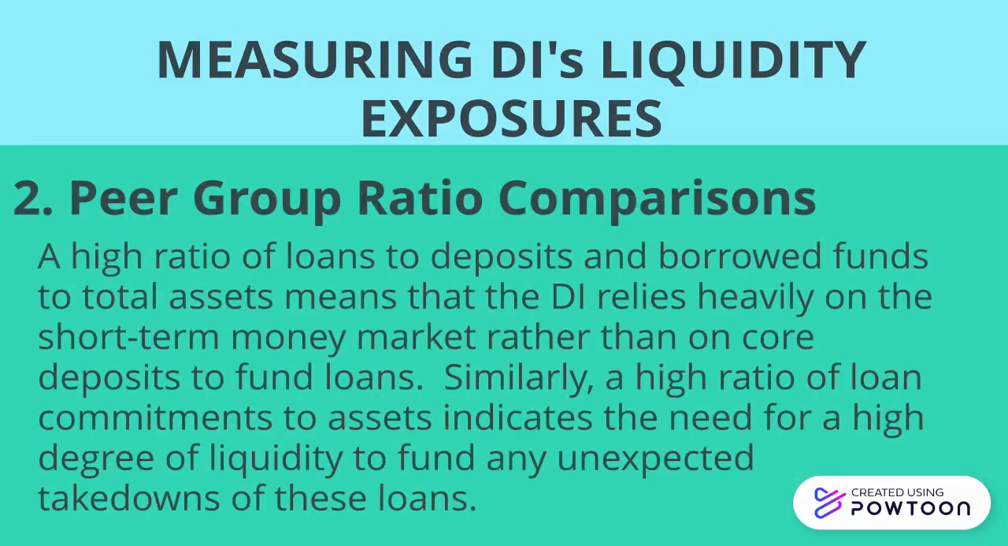A high ratio of loans to deposits and borrowed funds to total assets means that the DI relies heavily on the short-term money market rather than on core deposits to fund loans. Similarly, a high ratio of loan commitments to assets indicates the need for a high degree of liquidity to fund any unexpected takedowns of these loans.